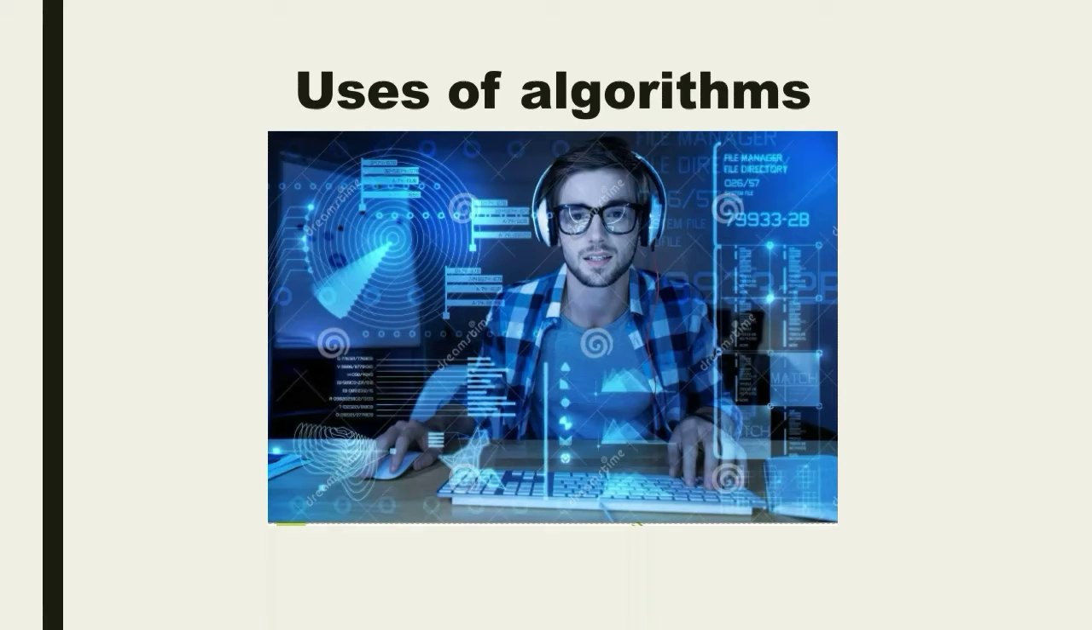Uses of algorithms. Algorithms are very useful to programmers. Before writing a computer program to solve a problem or do a particular task, a programmer writes the steps for the same. If the algorithm is written first, writing the computer program becomes easy. We use algorithms in our daily lives too. For example, a recipe is a type of algorithm. It tells us the steps to make a dish.